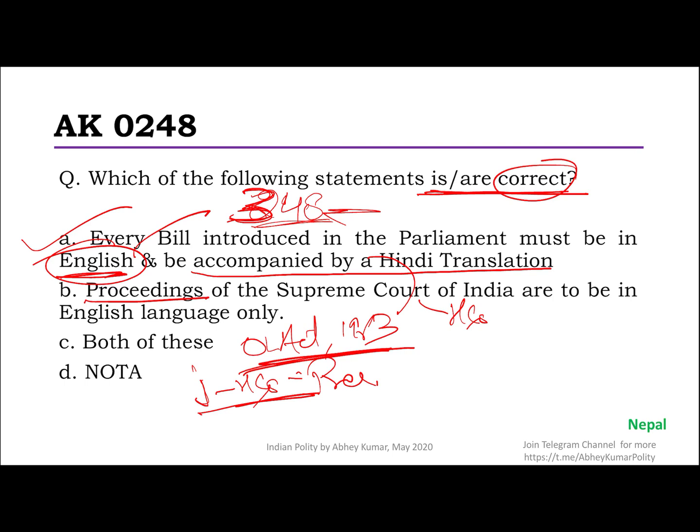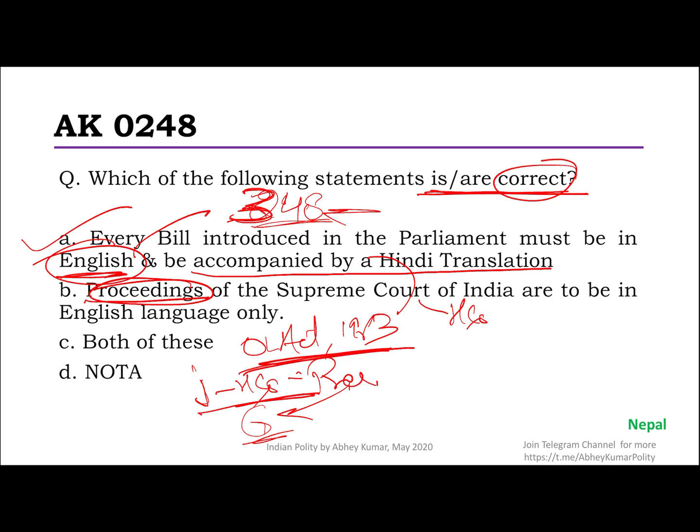For the proceedings of the court, Article 348 Clause 2 empowers the governor itself. The governor, of course with the consent of the President, can authorize by a simple order Hindi or any other official language of the state to be used. The law of the parliament is not required. We don't need to make a law in that case, but just for proceedings. And what do proceedings mean? Proceedings include petitions, appeals, documents, submissions, etc. If it feels a little confusing, re-listen to the video.